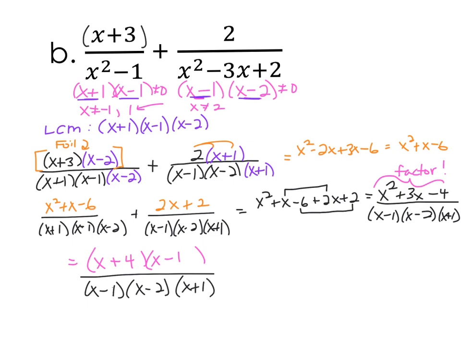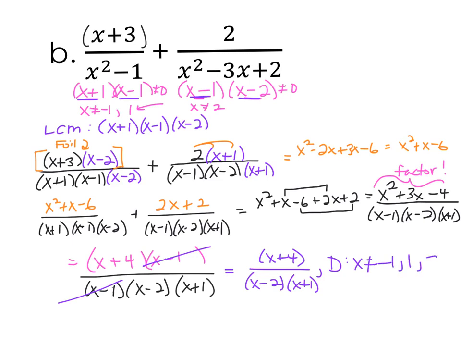Now, step 7. Is there anything we can cross off? And I think I noticed right away an x minus 1 on top and bottom. And that looks like it's it, which would make our final answer x plus 4 over x minus 2 and x plus 1, comma, please include your domain in your final answer. X can't equal negative 1, 1, and 2.